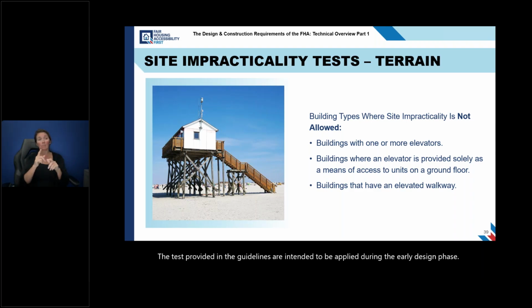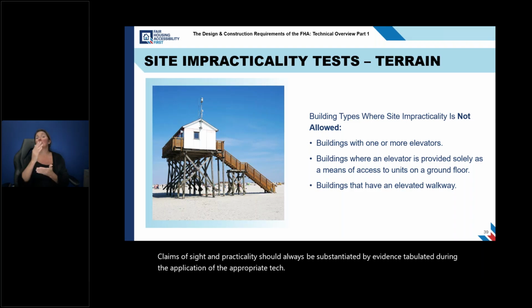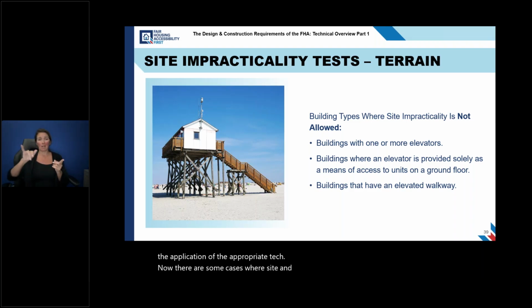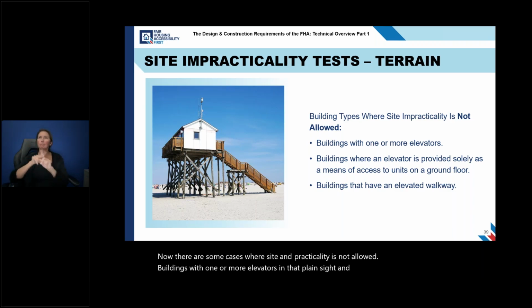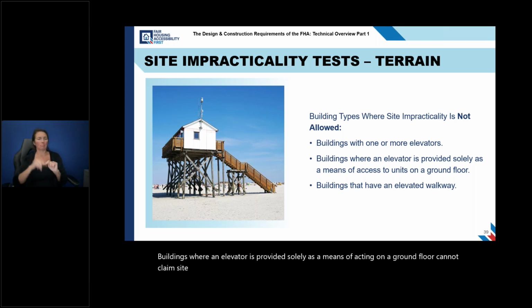Claims of site impracticality should always be substantiated by evidence tabulated during the application of the appropriate test. Now, there are some cases where site impracticality is not allowed. Buildings with 1 or more elevators cannot claim site impracticality. Buildings where an elevator is provided solely as a means of access on a ground floor cannot claim site impracticality. And buildings that have an elevated walkway.